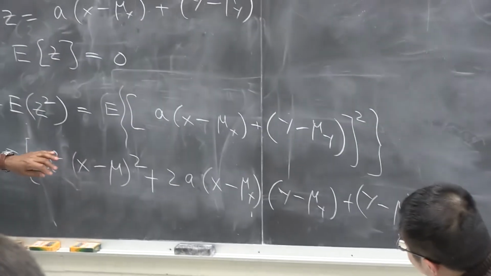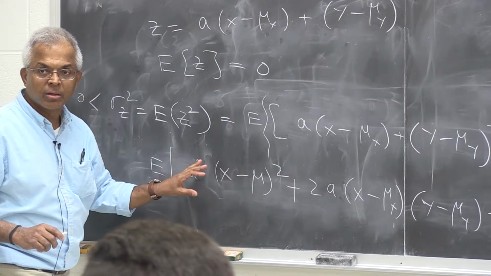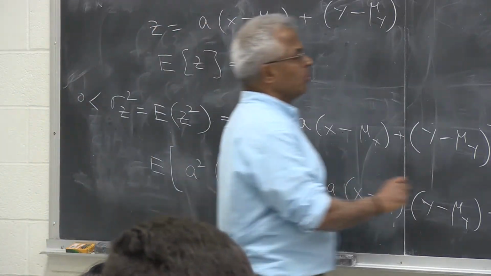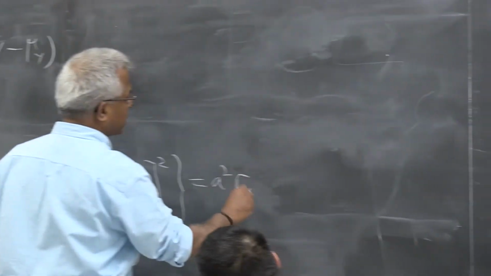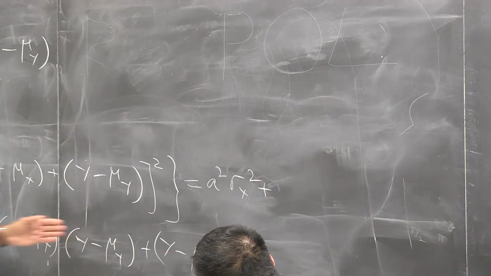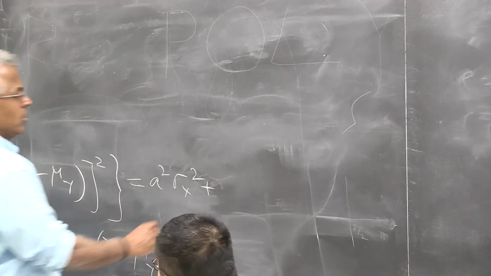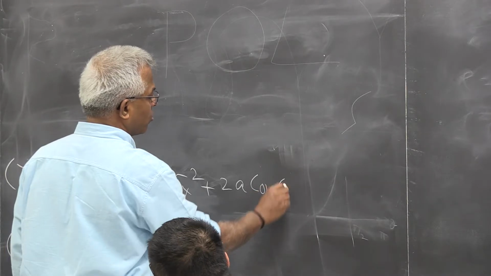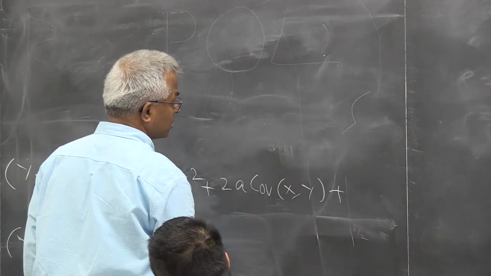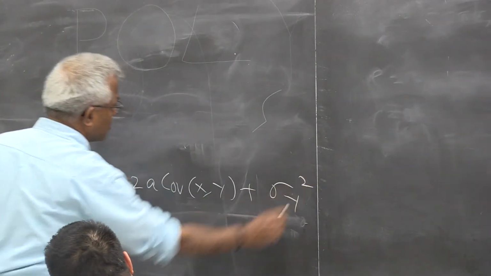So you have 3 terms. The expectation of this, a constant goes outside. So what is the expected value of the first term? Right, this is going to be a squared multiplied by sigma x squared, plus the second term is what? 2a is a constant. What is this term? Expected value of this, we defined it. That's the covariance of x comma y. So 2a multiplied by covariance of x comma y. And the last term? Sigma y squared, right?